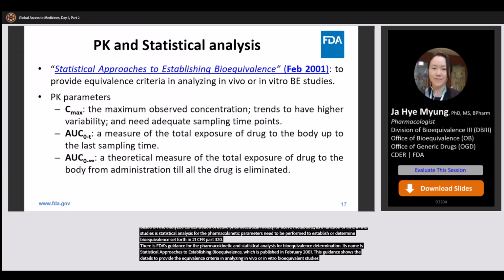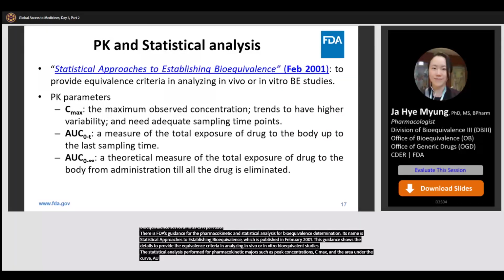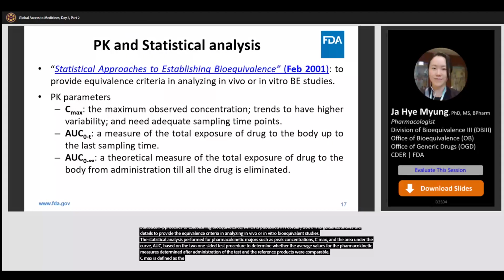The statistical analysis is performed for pharmacokinetic measures such as peak concentration Cmax and the area under the curve AUC based on the two one-sided test procedure to determine whether the average values for the pharmacokinetic measures determined after administration of the test and the reference products were comparable. Cmax is defined as the maximum observed concentration during the in vivo bioequivalence study.